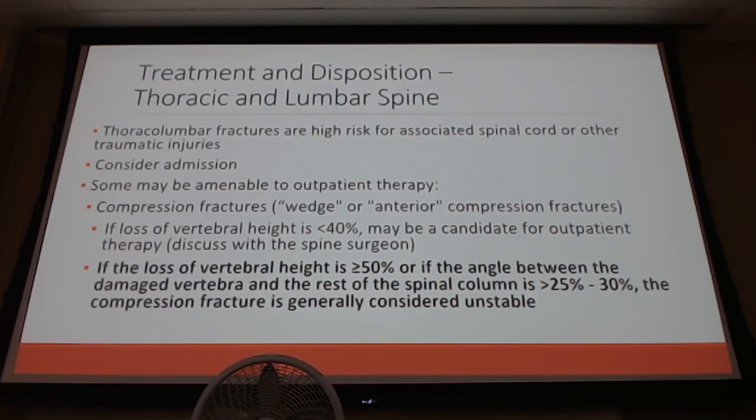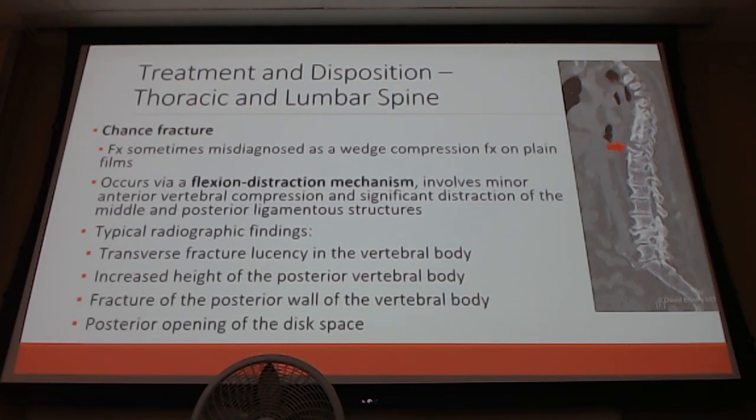Any loss of vertebral height over 50%, or if the angle between the damaged vertebra and the rest of the column is over 25-30%, then we generally consider those unstable, and we need to consult ortho or admit them to the hospital. They'll put them in a brace, monitor their progress, and decide whether they need surgery or not.